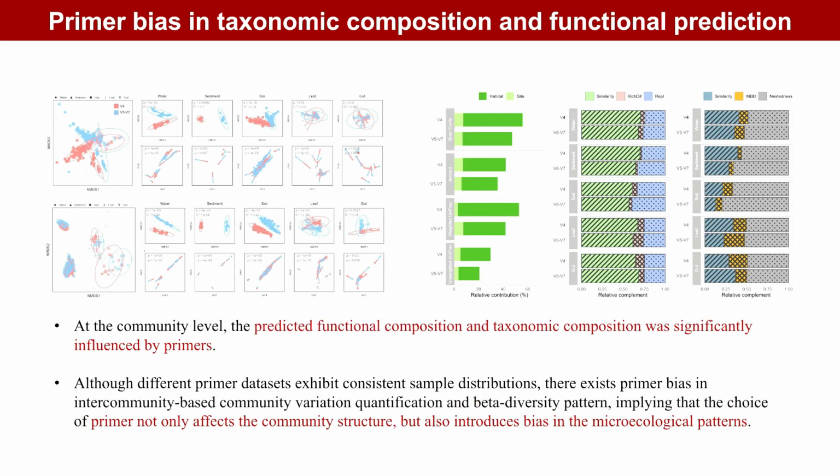At the community level, the predicted functional composition and taxonomic composition were significantly influenced by primers. Although different primer datasets exhibit consistent sample distributions, there exists primer bias in community variation quantification and beta diversity pattern, implying that the choice of primer not only affects the community structure, but also introduces bias in the microecological patterns.